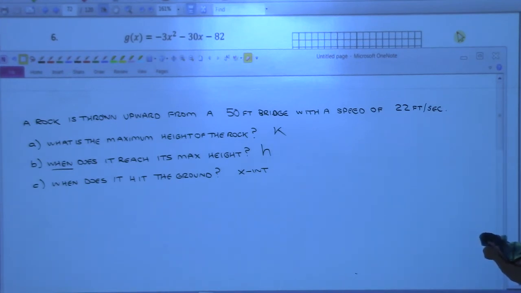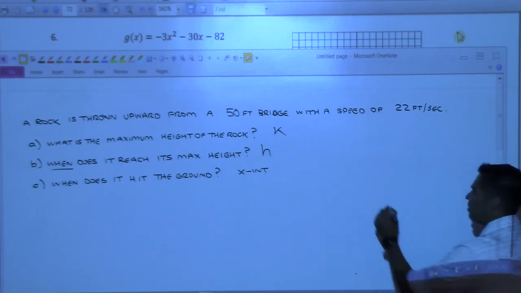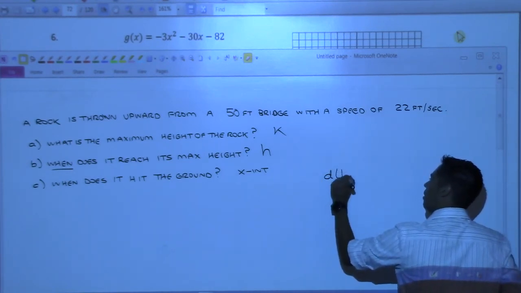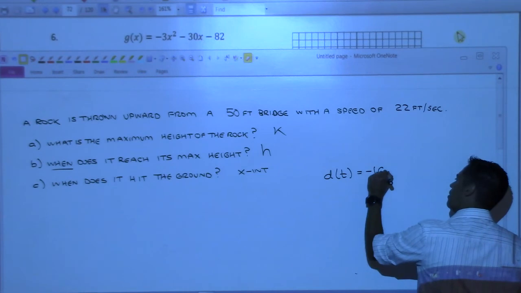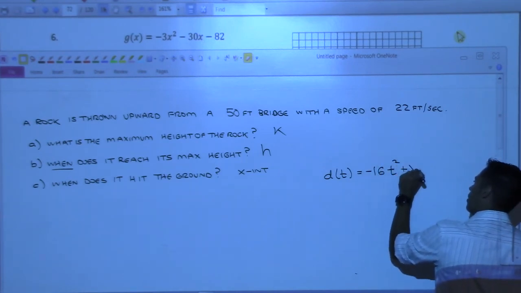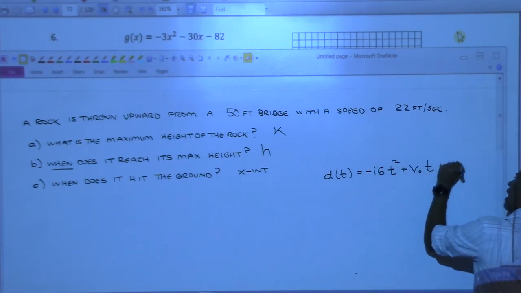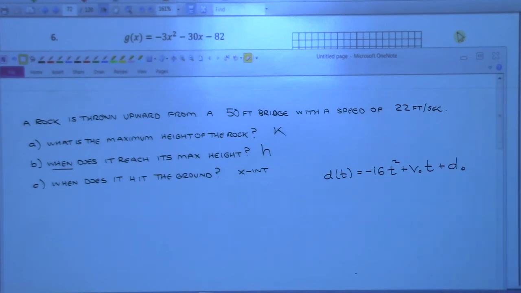Do we have a function? No one gave us a function, right? So we have to go back to the formula, which I would provide you on a test, or I would allow you to have on a formula sheet. We have to go back to this generic formula, and we have to fill in the blanks first before we can use it. So what do we know?